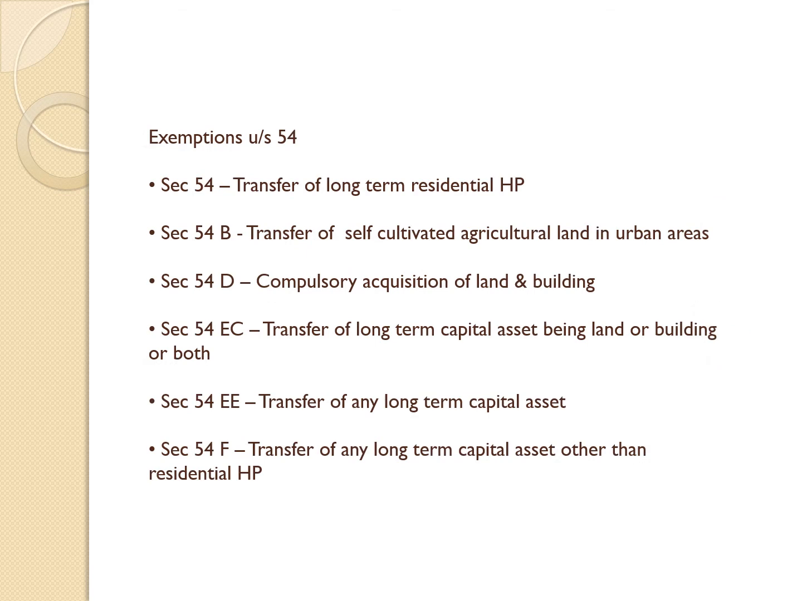The next set of exemptions are classified under 54. The basic sections which any student should know under section 54 are these: 54, 54B, 54D, 54EC, 54EE and 54F. You can learn these exemptions from my forthcoming videos.